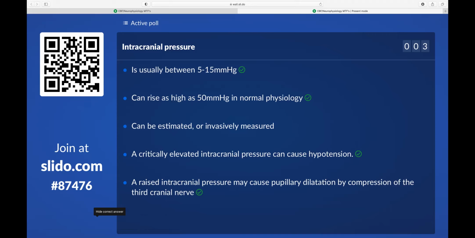But officially, I think what I was trying to get at with that question was more that you can indirectly estimate or directly measure cerebral blood flow, but not intracranial pressure in routine practice. So intracranial pressure has to be invasively measured. Can anyone tell me how you would measure intracranial pressure?